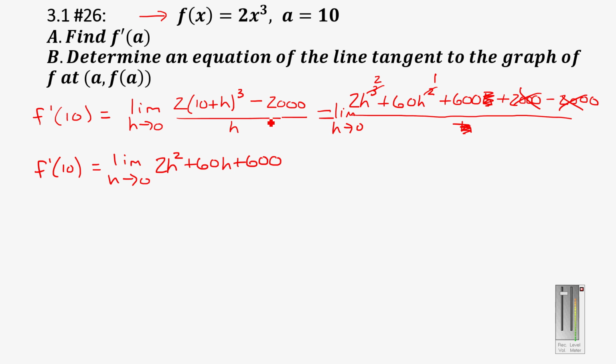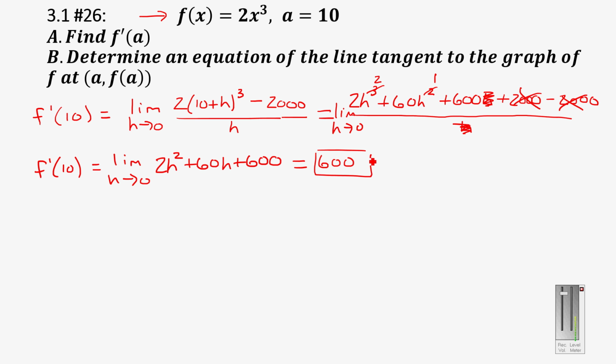And again, I can't plug a 0 in here because I'm putting a 0 in the denominator. Now I can plug a 0 in here. So when I plug a 0 in here, all of the values associated with h are going to become 0. So the limit as h goes to 0, this is plug and chug now: h squared is 0 times 2 is 0. 60 times 0 is 0. So it really just becomes 600.